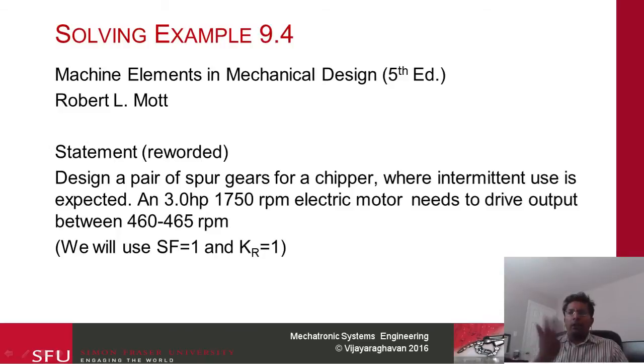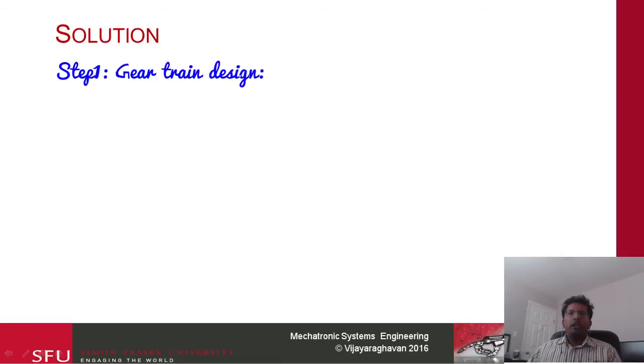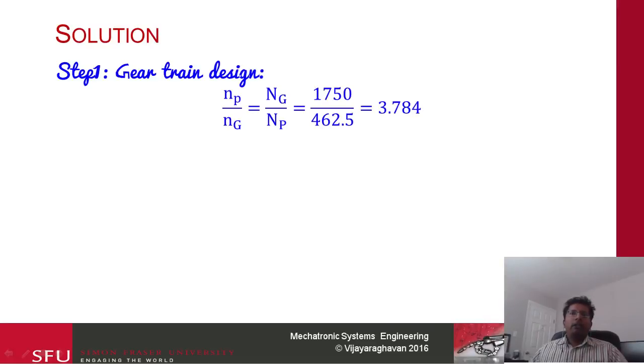So this, as we recall from the steps, is not that difficult, at least the first step. The first step is to actually design the gear train of this problem. So step one, you design the gear train. Here NP over NG, where little NP and NG are the RPM. What you're going to do is basically shoot right in the middle and use a speed of 462.5. This gives us a reduction ratio of 3.784.